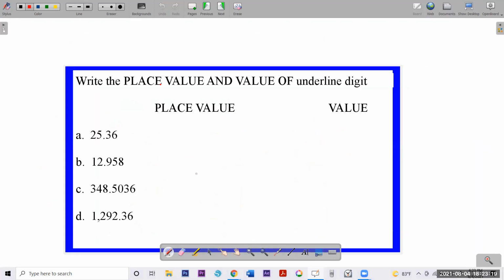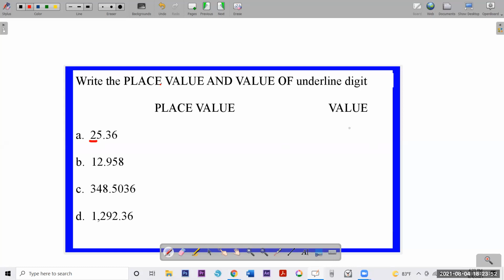So we just spoke about place value and value. I'm just going to give you a quick reminder. Place value is the position each digit holds, and the value is the quantity. So we have here a decimal number. I'm just going to focus first on the whole number part, so I'm going to underline the 2. We're going to do the first one together just to make sure everybody understands the meaning of place value and value, and then you guys are going to do the rest. So let's look at it.